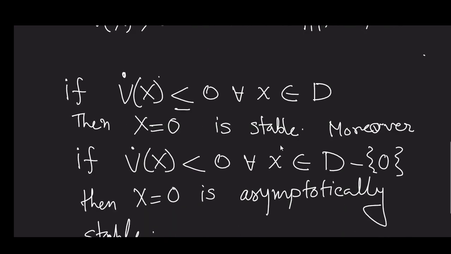And if this is true, if v dot x is negative semi-definite, then it will be just stable, and if it is negative definite, then it will become asymptotically stable. That we need to show, we have to prove it. But before proving, we want to give you a geometric representation of this whole thing, so that you could figure it out.